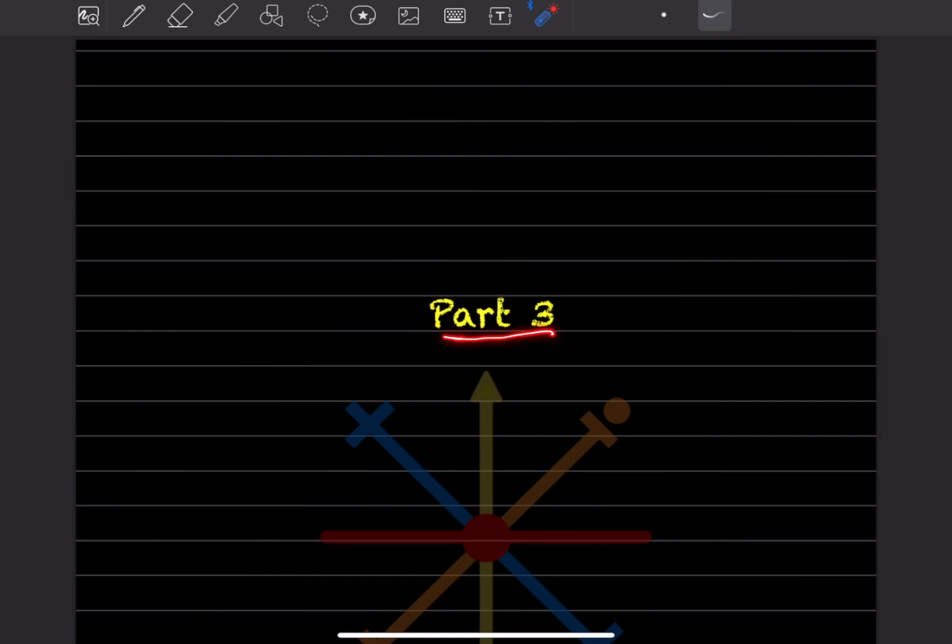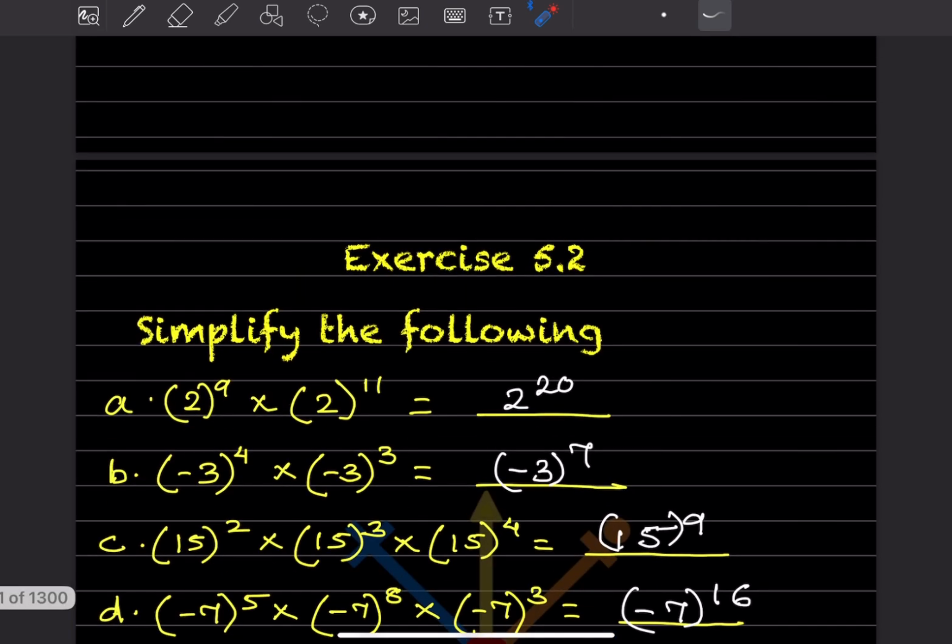So today we'll do part 3, and we'll see exercise 5.2, that is simplify the following. Now this is the question given here. You can see this is the base and this is called the index or the power. For this one you can see the base is the same. So the rule is a raised to m into a raised to n is going to be a raised to m plus n. So what are you going to do? This base you will write the same. This is m and this is n. So that is going to be 9 plus 11, which is going to be 20. So we can write here 2 raised to 20.